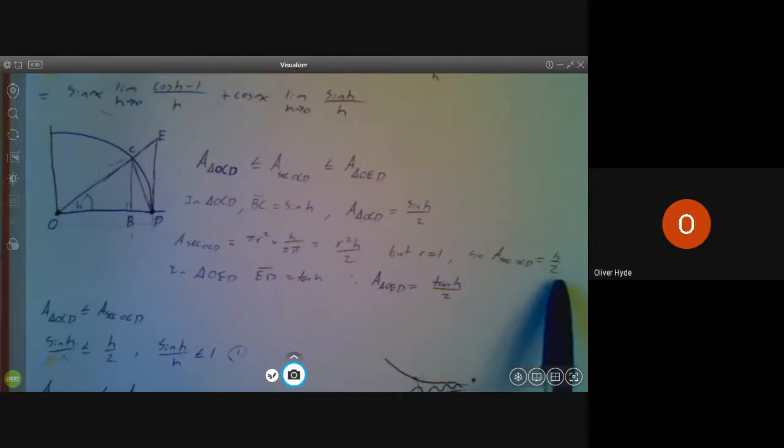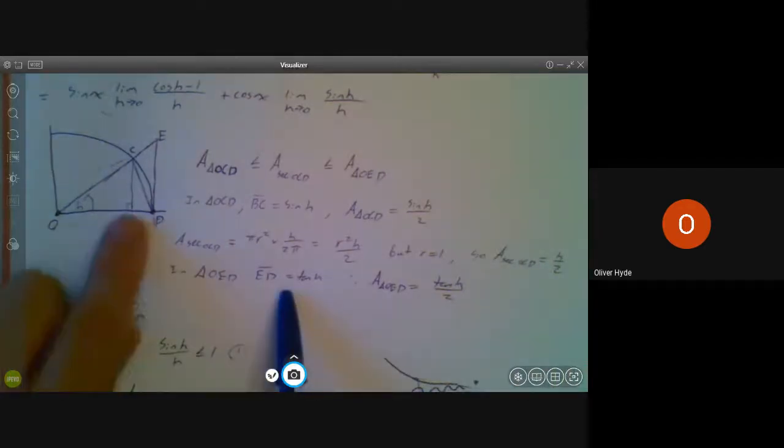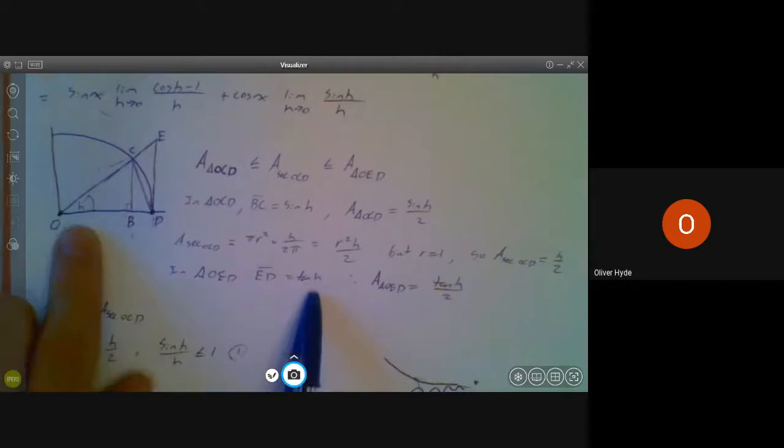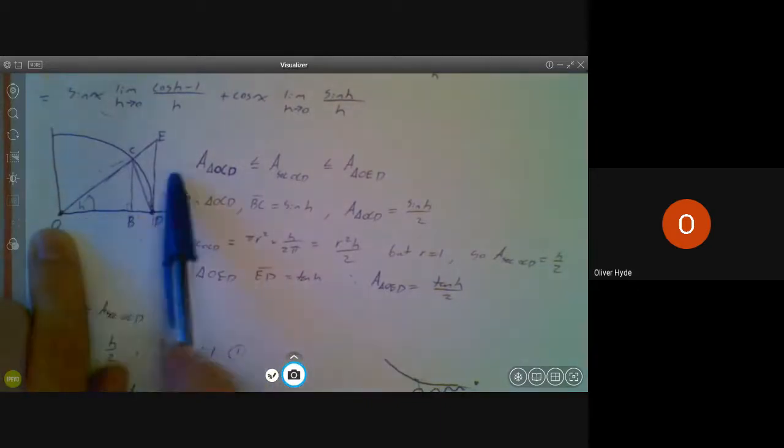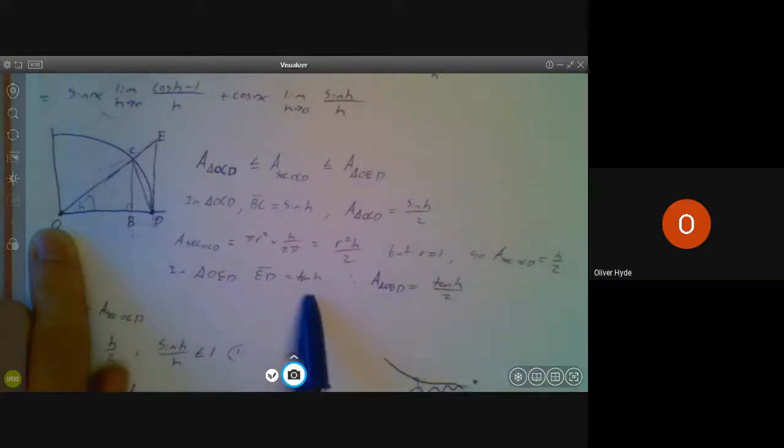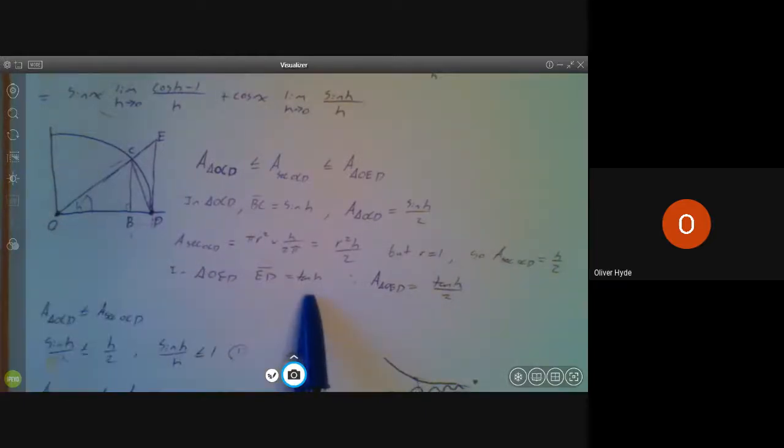In triangle OED, the expression ED is going to be given by the tangent of h. I'm just using the ratio of the opposite to the adjacent there, with an adjacent side of 1. That means that the area of triangle OED is the tangent of h divided by 2. Okay.